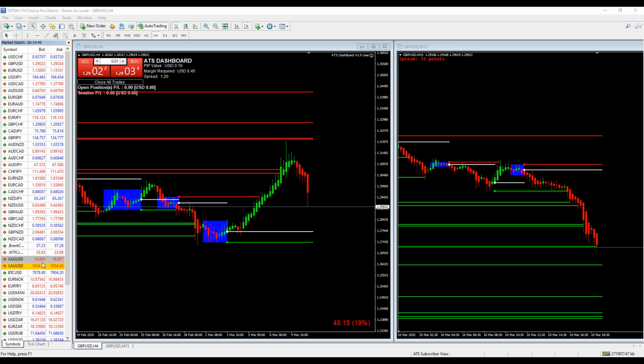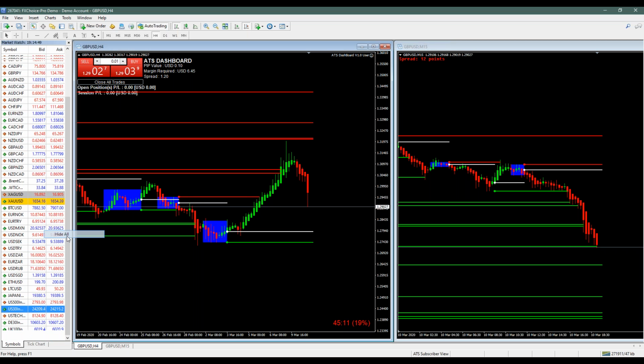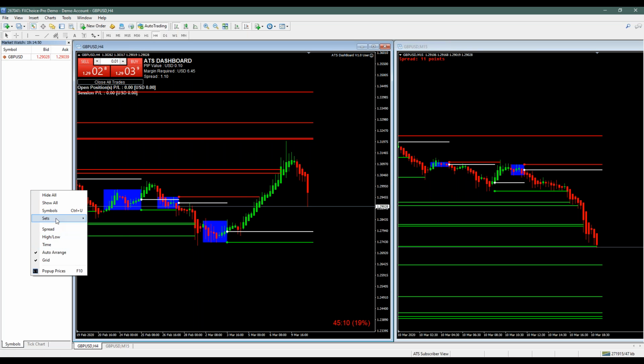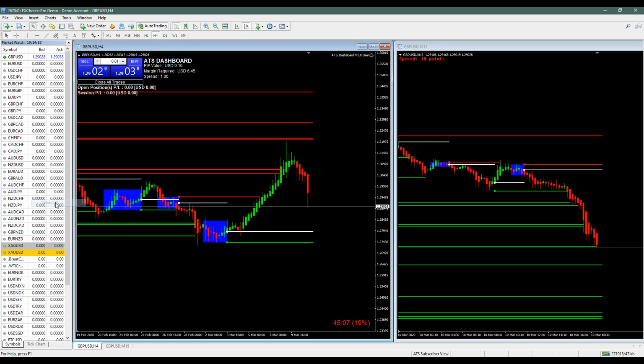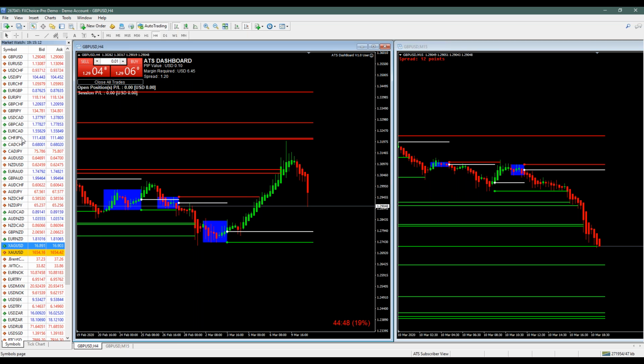A quick little thing for you guys. You can actually have it where you can show more pairs under certain brokers just by right clicking around your market watch and then selecting show all. So just a little thing, for any of you guys that might only have a handful of pairs.